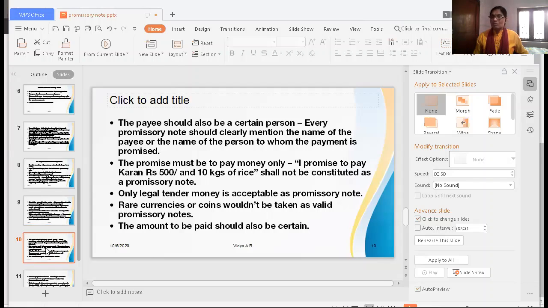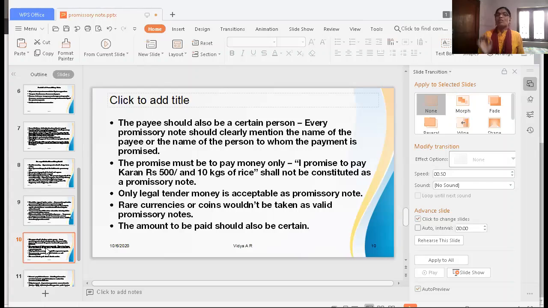And the promise must be to pay money only. What does it mean? ക്യാഷ് കൊടുക്കാനുണ്ടെങ്കിൽ മാത്രമേ നമുക്കൊരു പ്രോനോട്ട് ഇഷ്യൂ ചെയ്യാൻ പറ്റുള്ളൂ. എന്താണ് അതിൽ നമ്മൾ ഇൻക്ലൂഡ് ചെയ്യുന്ന കണ്ടീഷൻ? I promise to pay, some name you can add, ₹500 and 10 kgs of rice. Can you write like that? You cannot, because you have added the words 10 kgs of rice to this. You are not supposed to write like this.